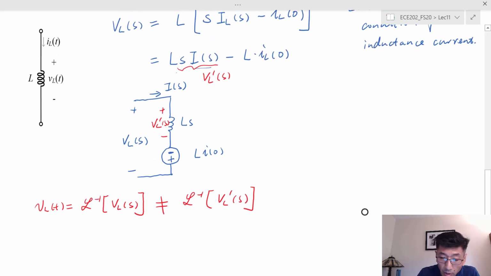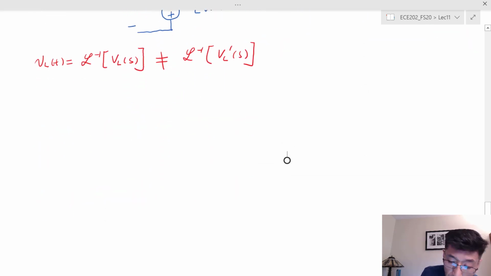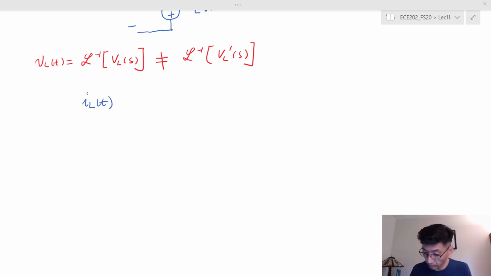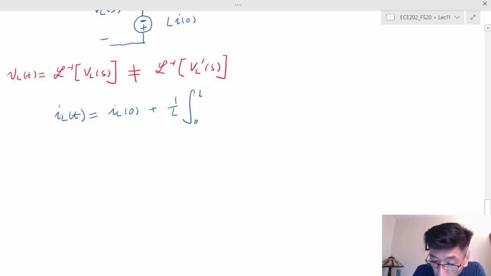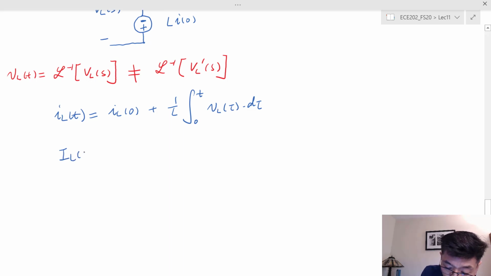Okay, and another way of deriving this equivalent circuit is if I use an integral equation. So I sub L of T is equal to the I sub L zero, right? That's the initial condition, plus 1 over L times the integral from 0 to T of V sub L, where we use a dummy variable tau. In this case, we apply the Laplace transform, and I would get I sub L S on one side. On the other side, I would get I sub L zero over S plus 1 over LS times V sub L S. So now I'm using the integration property of the Laplace transform.